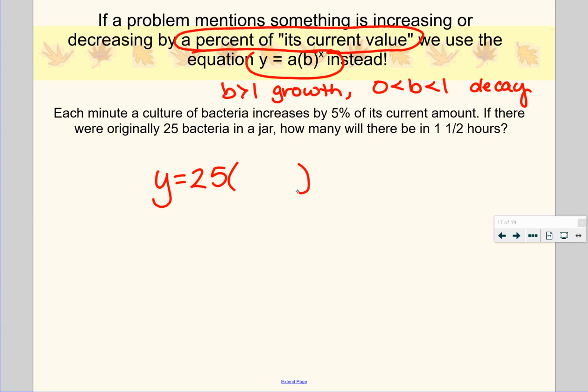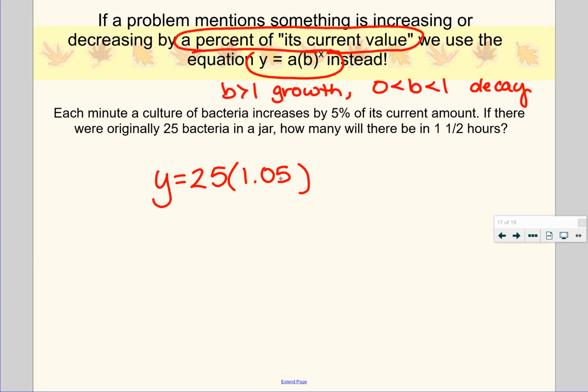Now be careful with the growth rate. I will tell you 99% of the time when people make a mistake, it's in the growth rate. If it's growing, which it is here, it needs to be a number bigger than 1. So what number am I going to put here to increase something by 5%? What number can I use? 1.05. What if it's decreasing by 5%? What number would I use? 0.95.